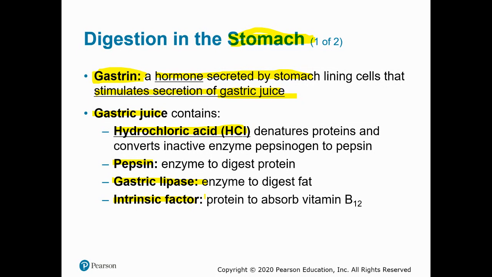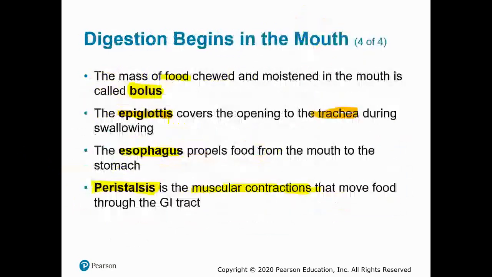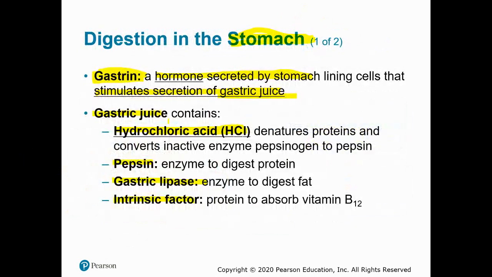Actually, even if we just go way back, the cephalic phase, right? So the first thought of food stimulates the release of digestive juices. So that's actually, in part, these gastric juices. Even in that cephalic phase, when we're just thinking about food, the brain's already going to send that message down the vagus nerve to the stomach that says, hey stomach, secrete your gastrin, and the gastrin will then act right back on the stomach to signal those cells to release gastric juice.